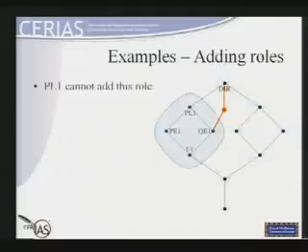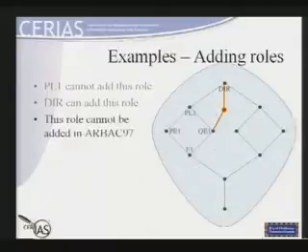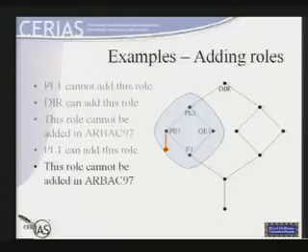This role, well again, PL1 can't add this role. It creeps outside of its administrative scope. DIR specifically is not in the administrative scope. DIR can add this role, as you might expect. Cannot be added in ARBAC 97 again. I'll come back to that. If we look at this role, this is fine. PL1 can add this. This is just like that picture where I added Y earlier. This is fine. Can't be added in ARBAC 97.